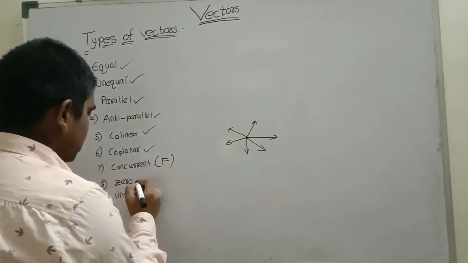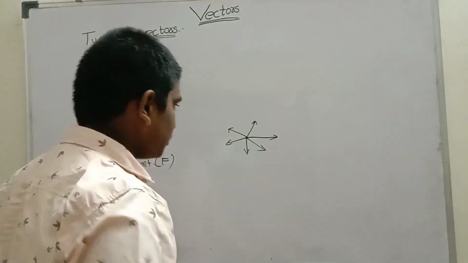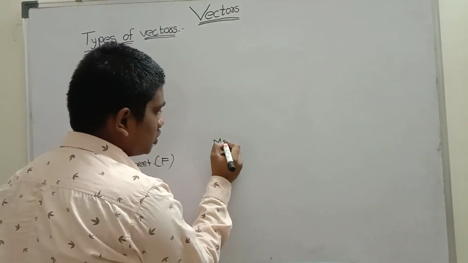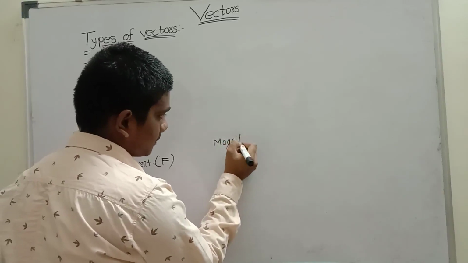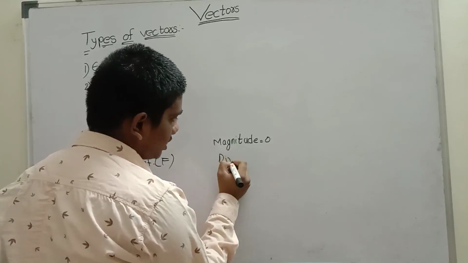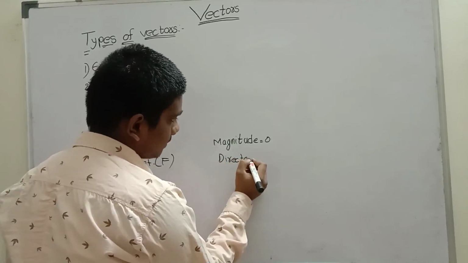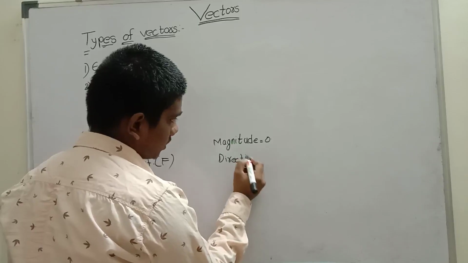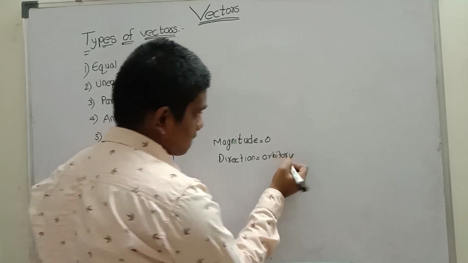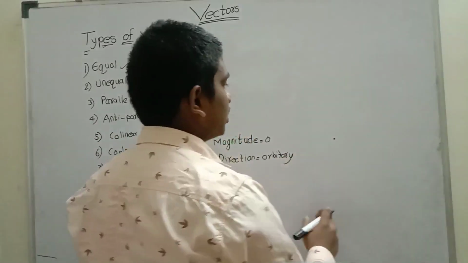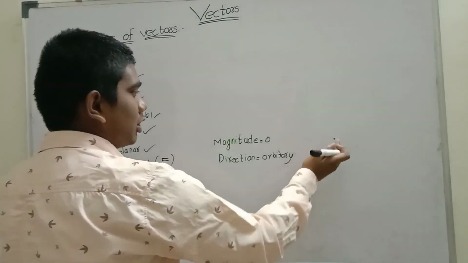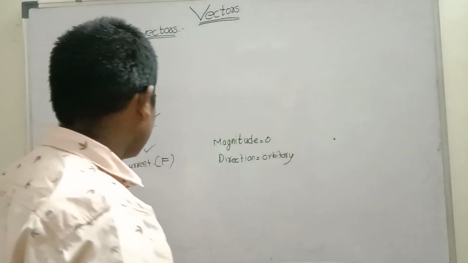Zero vector means a vector whose magnitude is 0. Direction is arbitrary. This is the zero vector simply. This magnitude is 0, direction is arbitrary. This is called a zero vector.